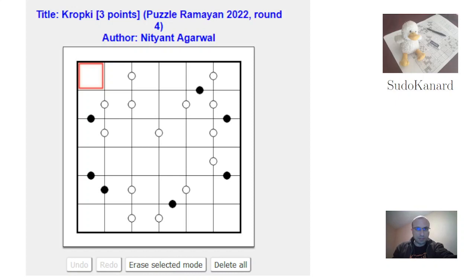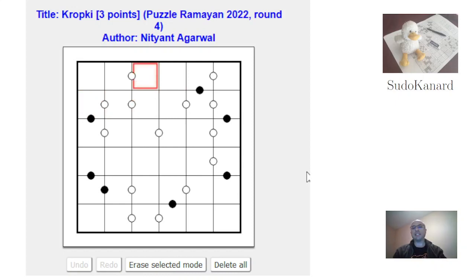The recent puzzle Ramayan, round 4 of 2022, was totally created by young Indian author Nityant Agarwal, and it contained 3 Kropki puzzles, and I'm about to solve them. They were very good puzzles, a bit harder than expected, but well, I managed to solve them, and I was glad I could, because not everybody managed to solve all the number puzzles, and it was quite a hard round.